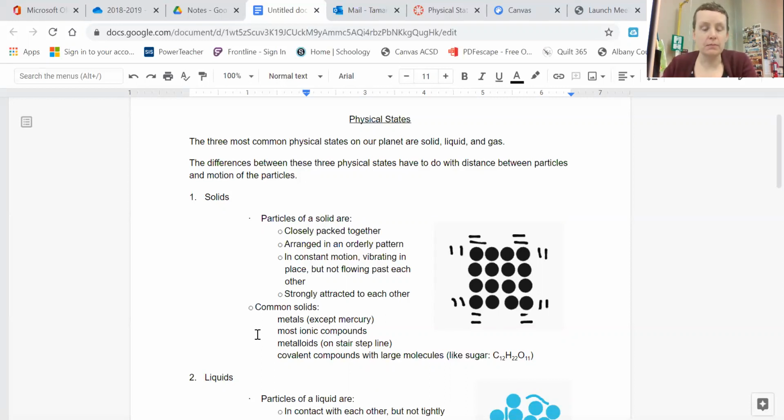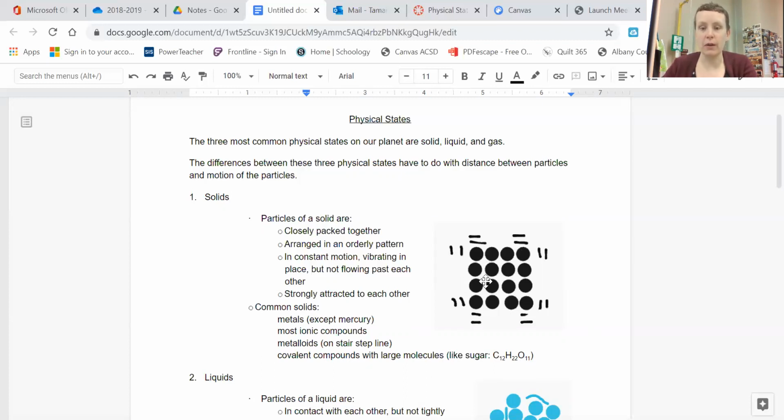Common solids: metals, all the metals except for mercury are solid at room temperature. Most ionic compounds, metalloids, and if you remember from our color-coded periodic table, the ones that are on the stair-step line are the metalloids. And covalent compounds with large molecules. Sugar is one example. This is table sugar, C12H22O11. That's really one molecule with that many atoms in it. That's really large. So large molecules are going to end up being solids.